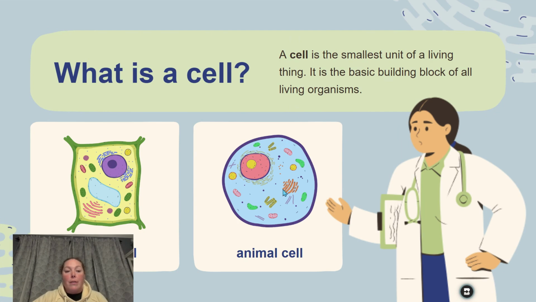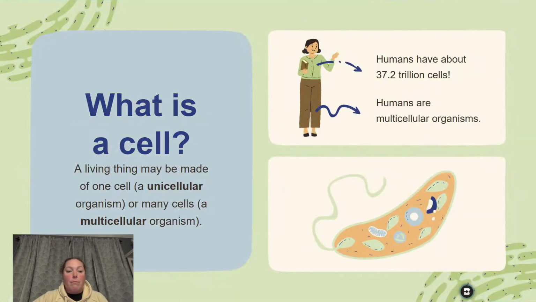So living things are all made up of cells. It's one of the characteristics of life. Remember, we talked about that earlier in the year. So all living things are made up of cells. Living things can be made up of one cell, so a unicellular organism like a bacteria or a protist, or many cells, which is called a multicellular organism, and that's like humans or dogs or animals, are all multicellular, so more than one cell.